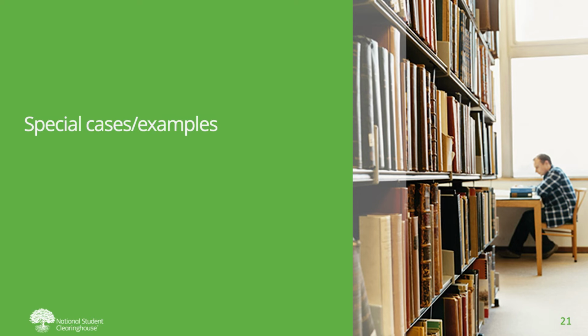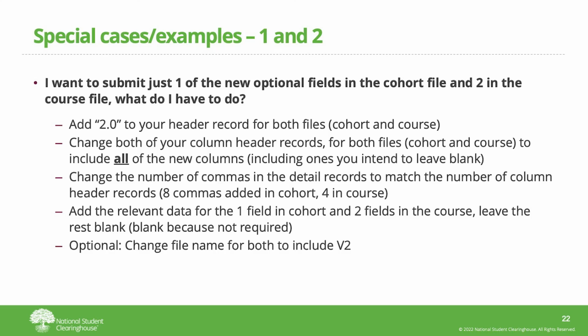So I'm going to again put up some slides that are potentially a lot of information. And again, I'm going to do the same approach where I throw up the scenario or situation, and then I unpack it through the slides following that. So I will unpack these cases. So let's say, and again, this is one case, one example that I've come up with. Let's say I, at my institution, want to submit just one of the new optional fields in the cohort file and two in the course file. What do I have to do?